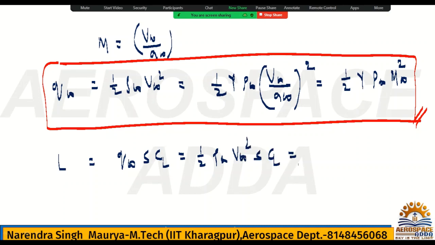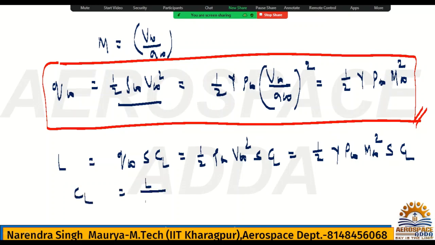So what is the 1 by 2 rho V infinity square? See this value. It is nothing but 1 by 2 gamma P infinity M infinity square S into CL. You can write this. What is the CL? CL is nothing but L by Q infinity S, by this formula. Yes or no? L divided by Q infinity S. What is the Q infinity? Check. It is nothing but 1 by 2 gamma P infinity. Okay.